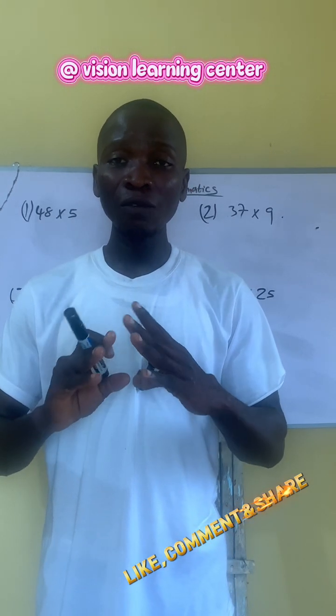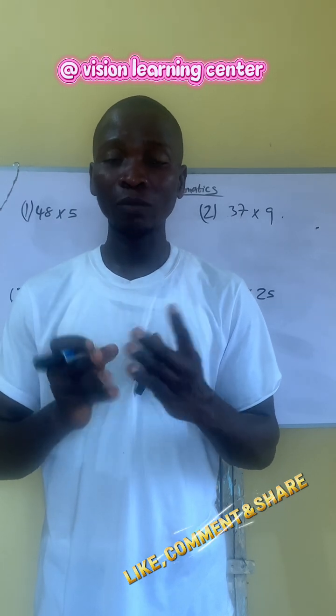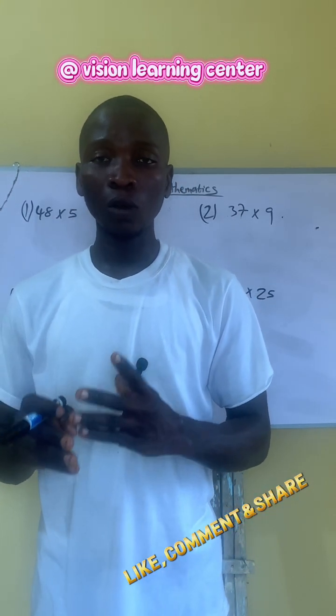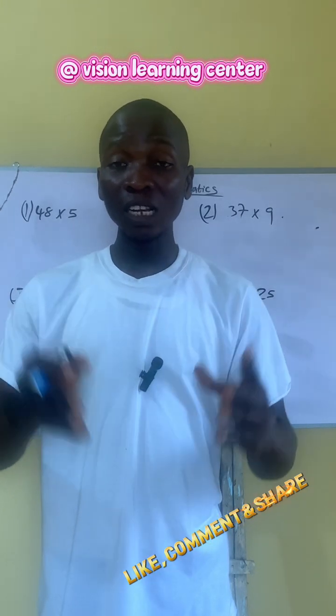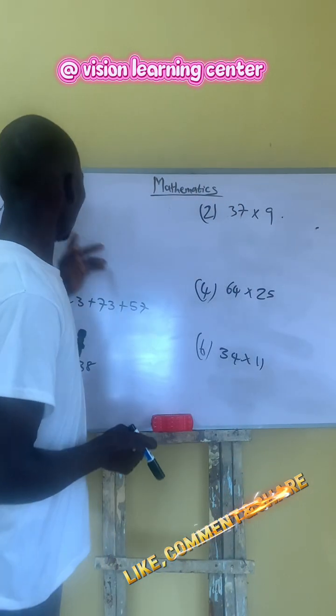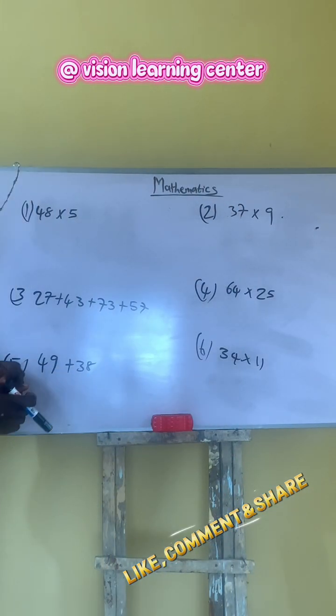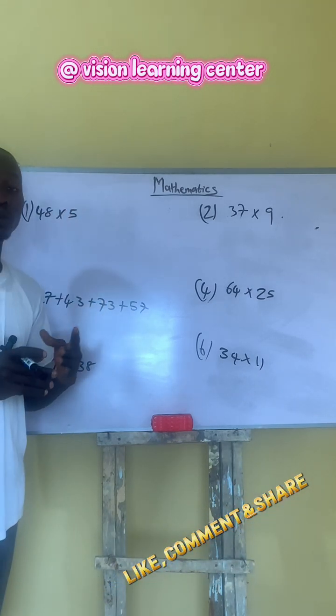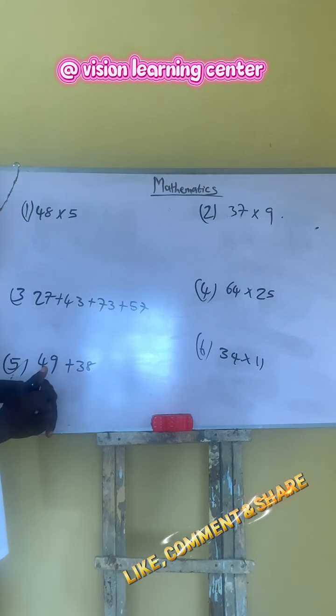In today's class, we'll be diving into the exciting world of mathematics. I will teach you the easiest and simplest way of solving mathematics. Let's solve along. We have 48 times 5. We'll be solving this with regard to any number multiplying with 5.